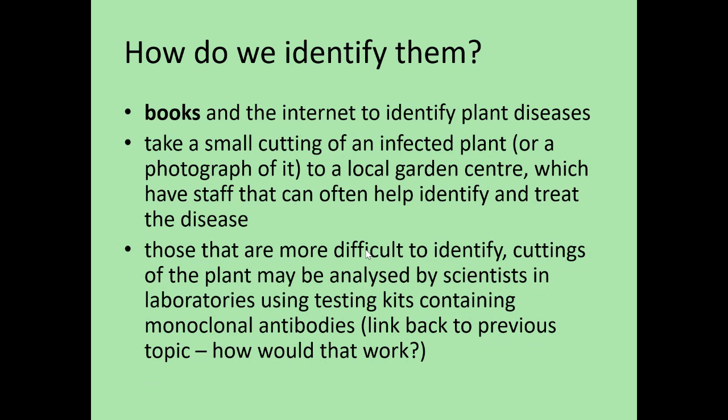And the last one is actually using monoclonal antibodies. This can be quite complex, and you go into a lot of detail in another unit, just for triple scientists, but we will go through a little bit of detail now. So those that are more difficult to identify, you may take cuttings of the plant, which can be analysed by scientists in laboratories using testing kits containing monoclonal antibodies.